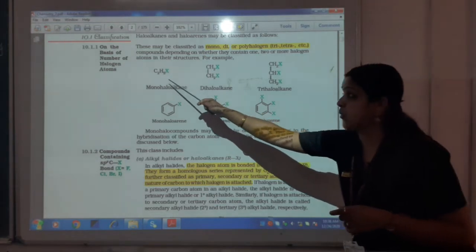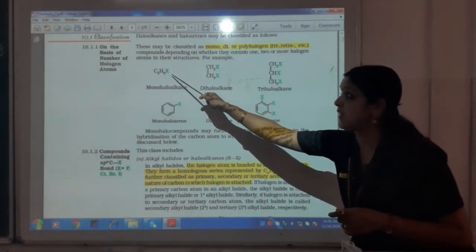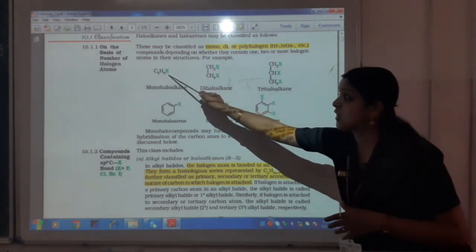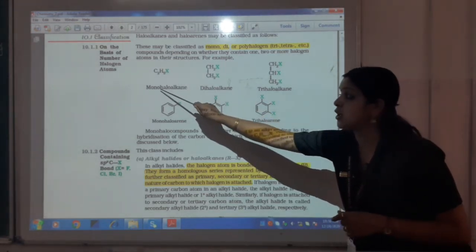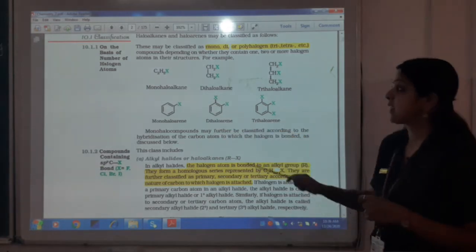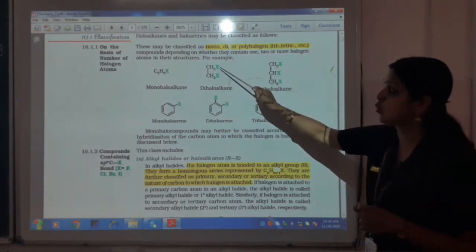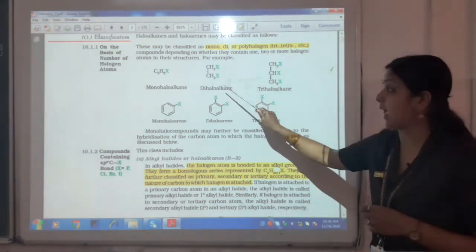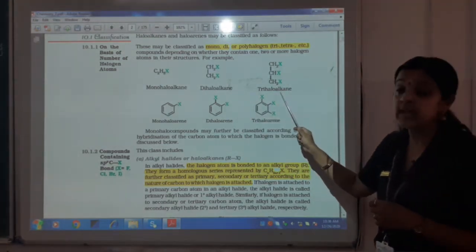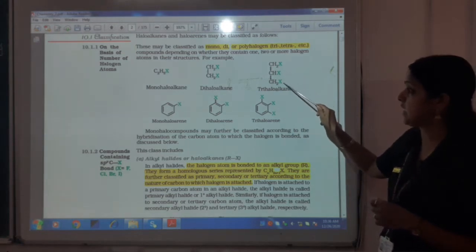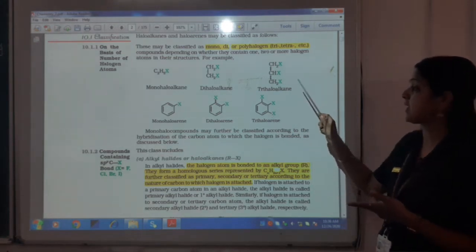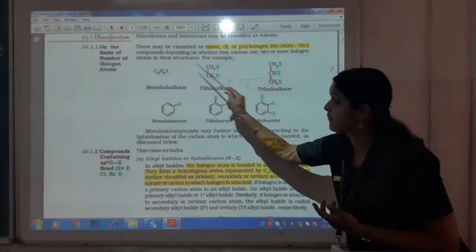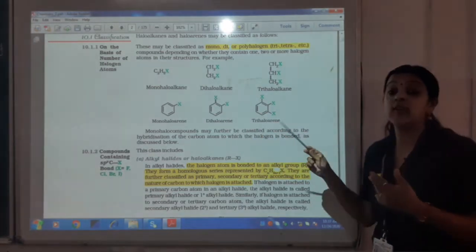If you see the first one, it is C2H5X. Now X represents the halogen here. So since there is only one X here, you call it a monohaloalkane. Now in this structure, you have 2 X halogens, so you call it a dihaloalkane. And if you see the third one, you have 1, 2, 3 halogen atoms, you call it a trihaloalkane. Now this is aliphatic, right? So you call it haloalkanes.